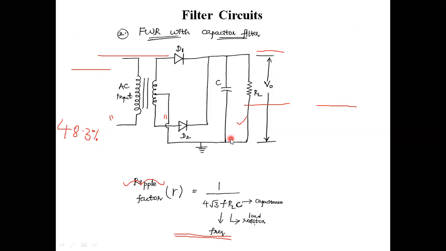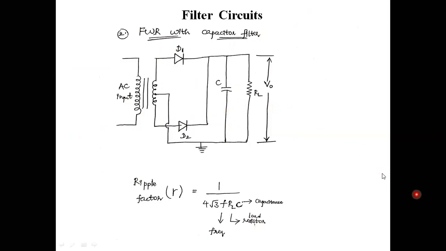Next one, similarly, full wave rectifier with capacitor filter. With capacitor filter we have seen this one already. That is again a center tapped transformer with the two diodes D1 and D2, and across this load resistance RL one capacitor is connected, and finally from this load resistance RL we are going to deduce the output voltage here.